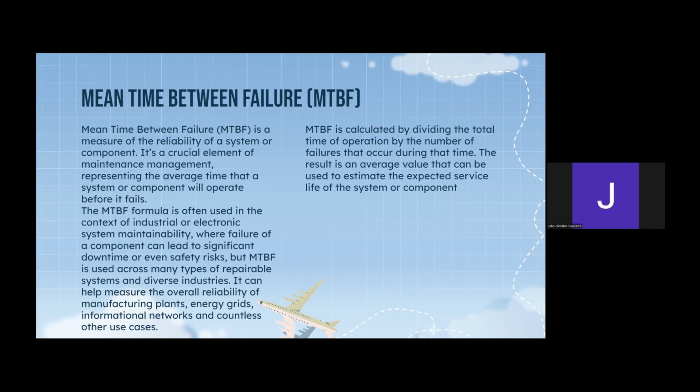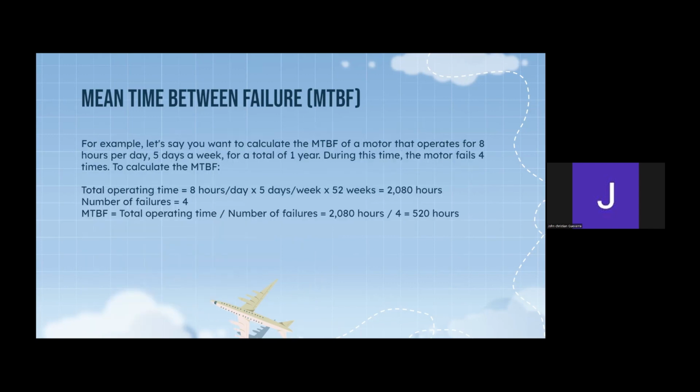MTBF is calculated by dividing the total time of operation by the number of failures that occur during that time. The result is an average value that can be used to estimate the expected service life of a system or component. For example, let's say you want to calculate the MTBF of a motor that operates for 8 hours per day, 5 days a week, for a total of 1 year. During this time, the motor fails 4 times.